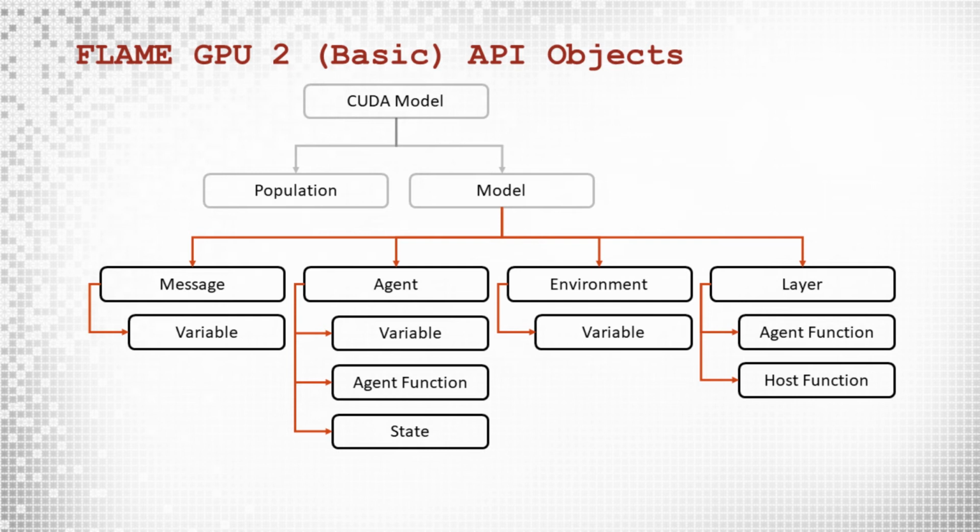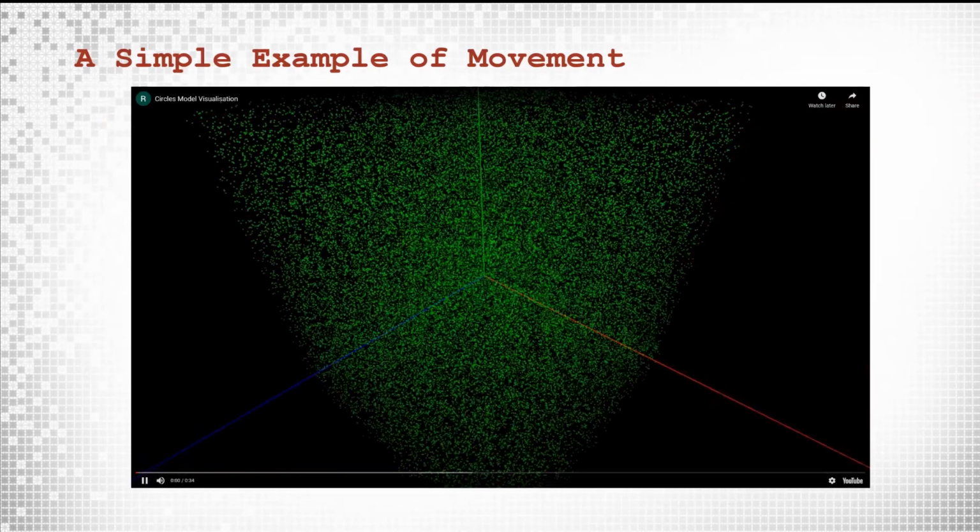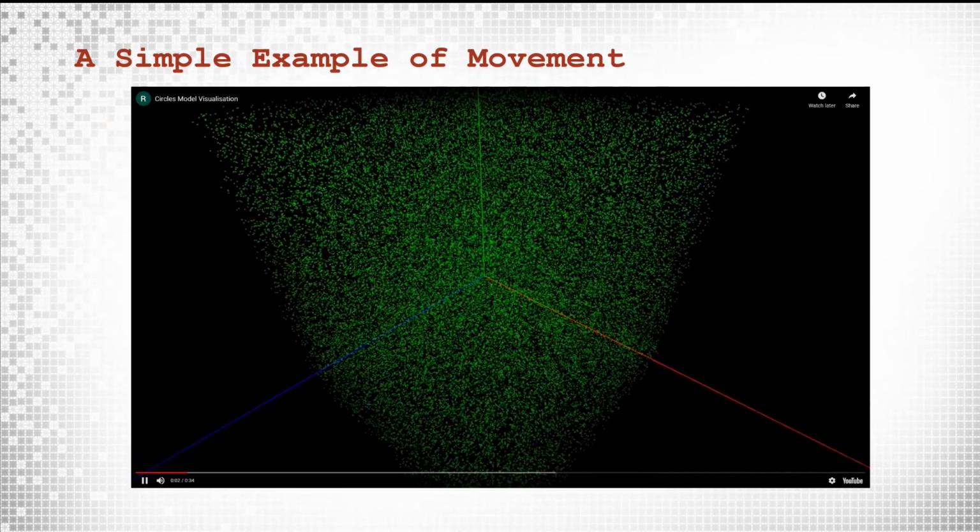You have a model and a population. Your model has messages and agents and environments, and layers determine the diagram that you saw in terms of the execution of agent functions. The types of things that you can do with it then are very, very varied. So it's not domain specific.